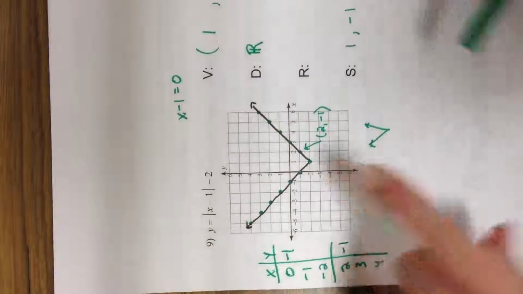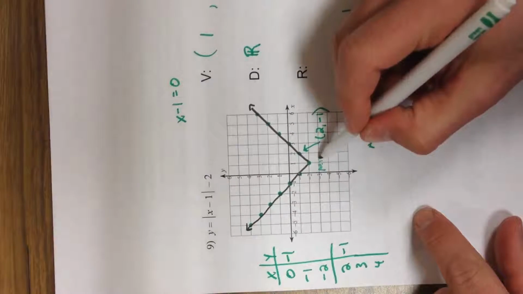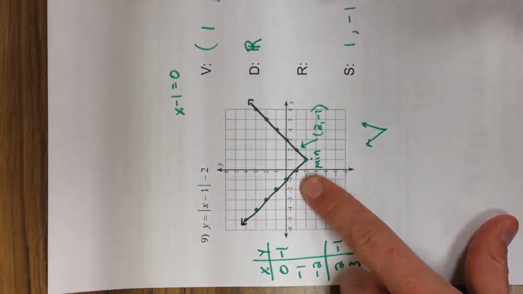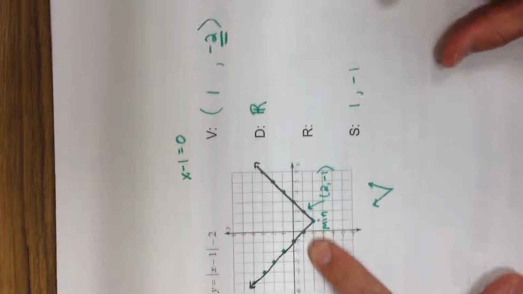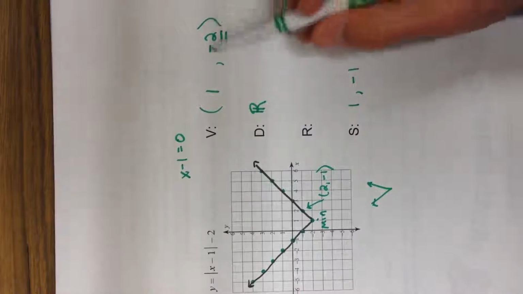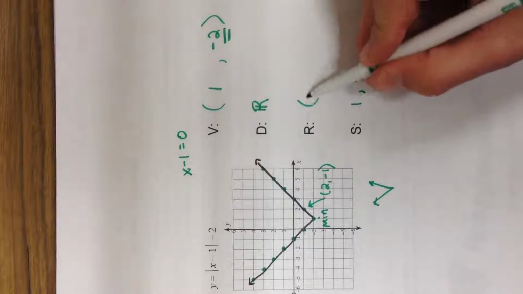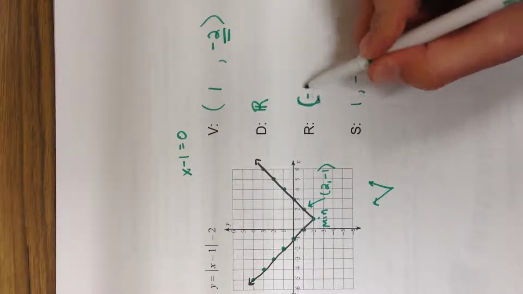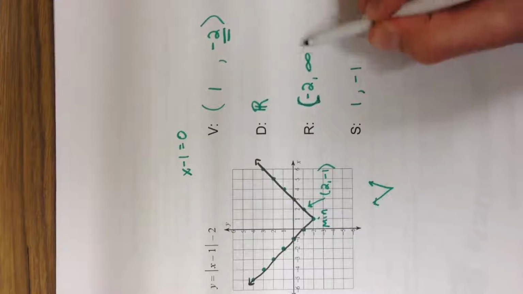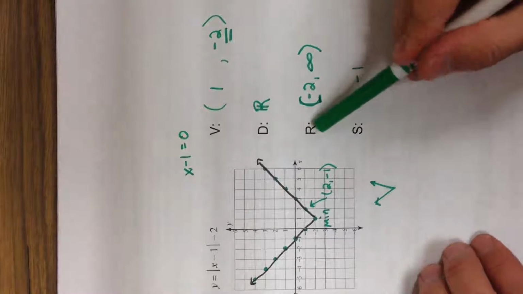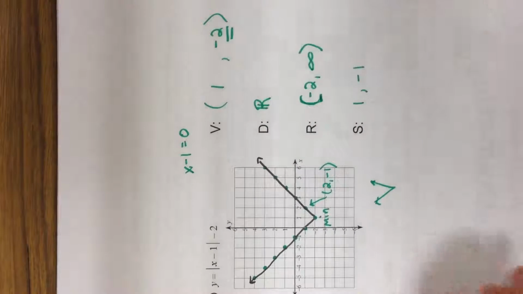Now this is a minimum point this time. It's a minimum point. It says low. The lowest y value we're going to get is -2. So square bracket, -2 to infinity makes sense for our range. Remember, range is a y thing, domain is an x thing.